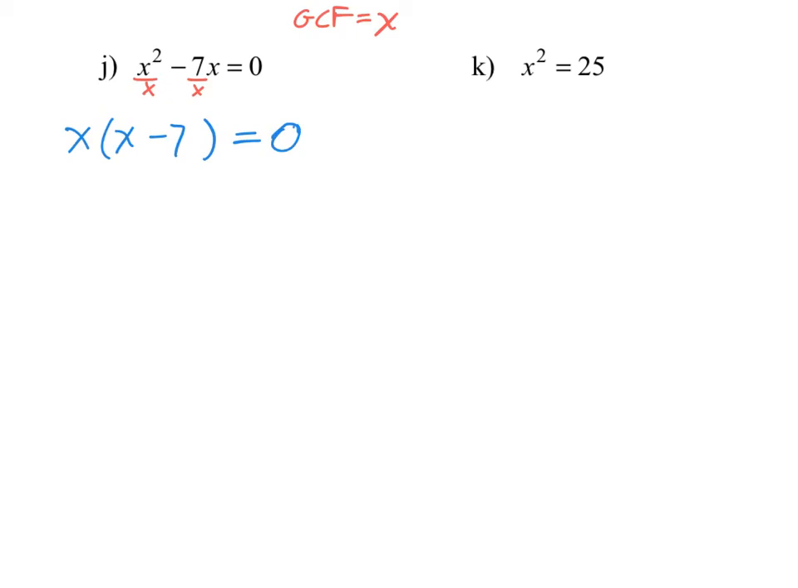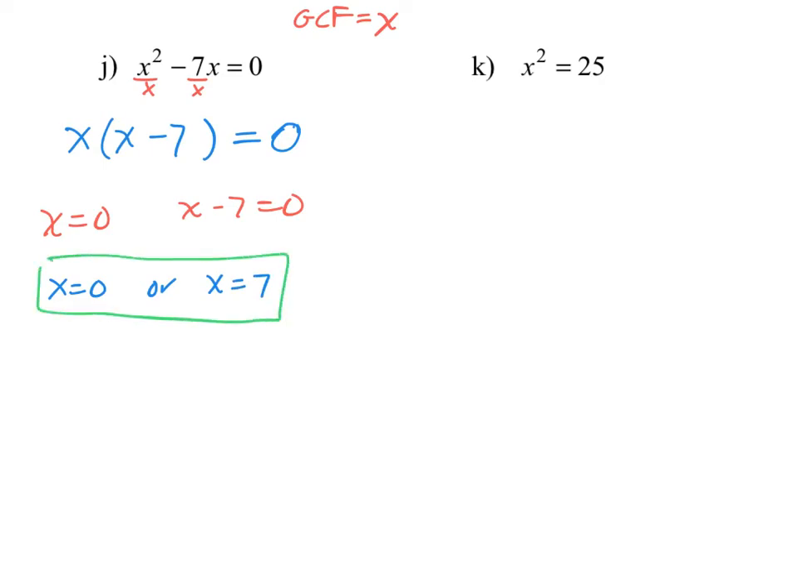So we have two factors here. We can use the zero product property by setting each of those factors equal to 0. We can set x equal to 0 and x minus 7 equals 0. So our solutions will be x equals 0, or by adding 7 to both sides, we get x is equal to 7. We have these two answers, and we can check.